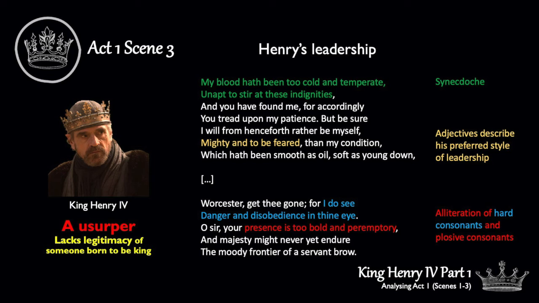Having seen him flip on his plan to liberate the Holy Land, as well as his partnership with the council in Scene 1, the audience would be right to doubt this claim. In this scene, Henry dismisses Worcester merely for a look. He says, "Danger and disobedience in thine eye," saying that his mere presence is too bold and peremptory. Notice the alliteration of hard consonant sounds and plosives that emphasizes the force of Henry's anger.